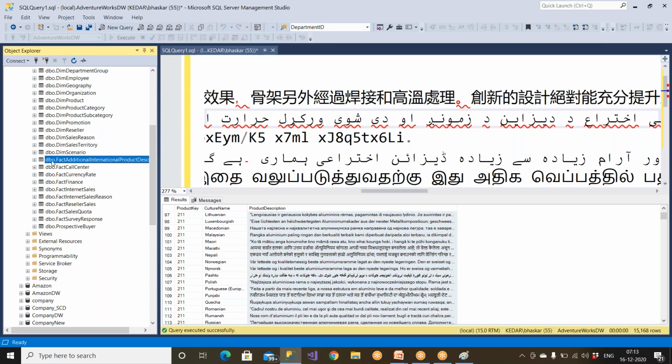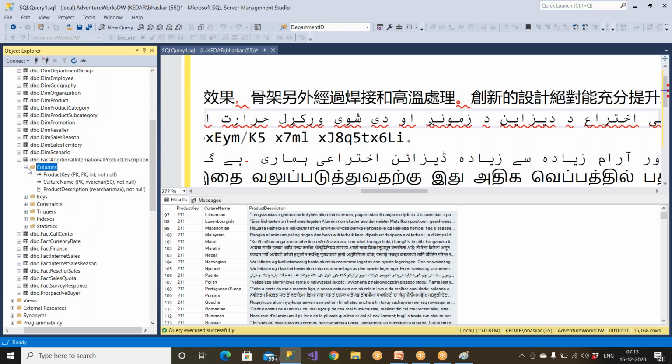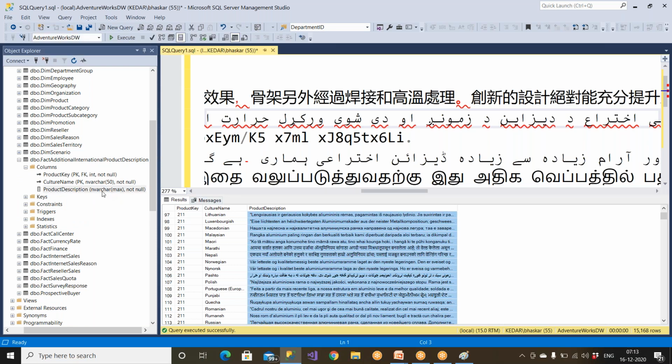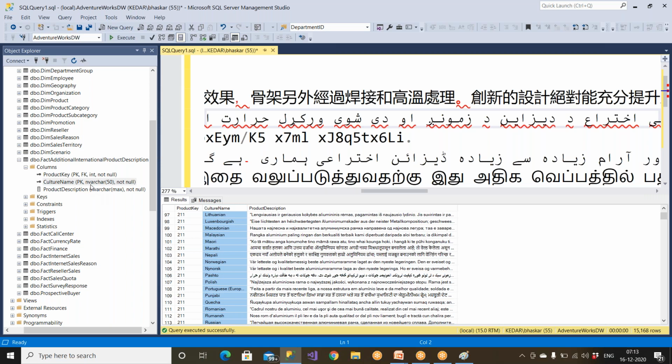If you wanted to see the data types for it, you can just maximize this. Then you can see product description. This is the description. This is nvarchar max. Have you seen this? It is not varchar, it is nvarchar max. And this is the culture name column. This is also nvarchar 50. Clear? So it is very, very important, guys.